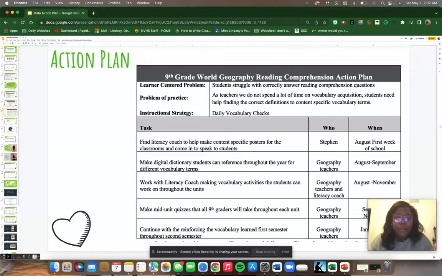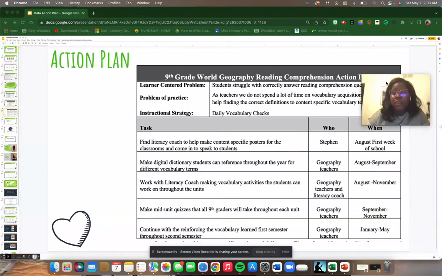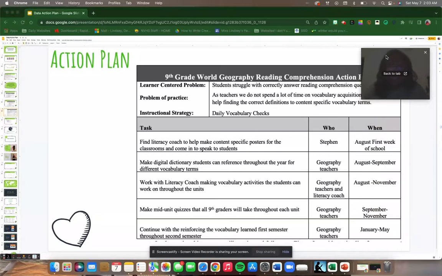Again, working with the literacy coach, making vocabulary activities the students can work on throughout the units. So, seeing what they do and what the literacy coach recommends for the students to be working on. Making mid-unit quizzes that all ninth graders will take throughout each unit. So again, it's important that the teachers stay on top of these quizzes so the students can master these terms. And that's just going to be ongoing throughout the semester.